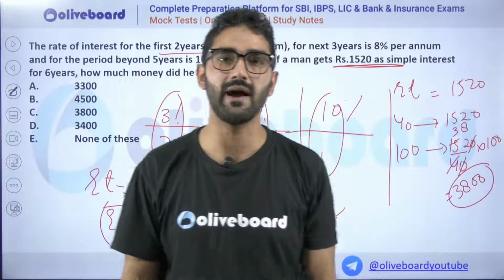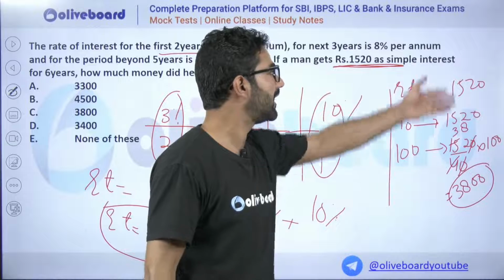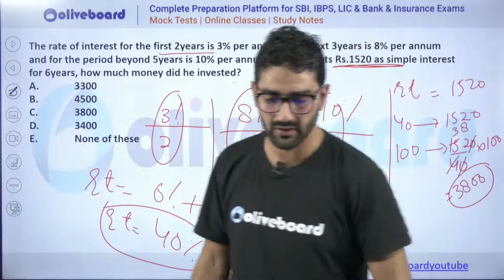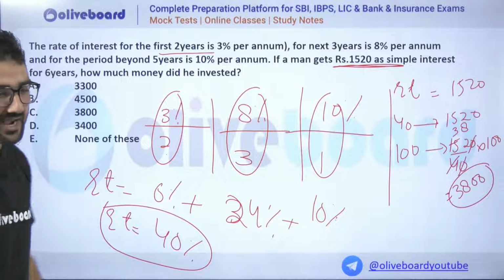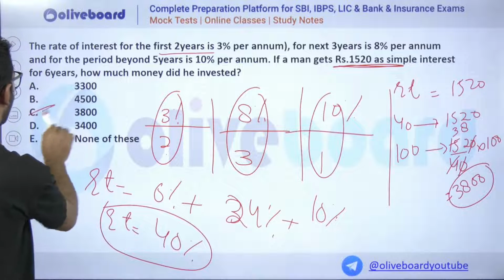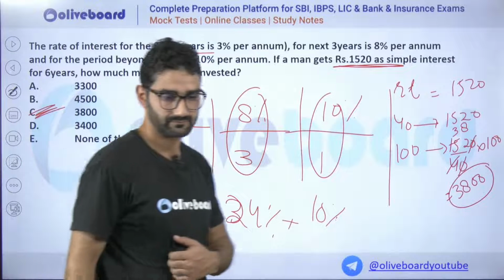If he asks us regarding the amount, definitely it is this plus simple interest, that will give the amount. Anything that can be asked, you have to calculate it very well. That is 3800, that is option number C.